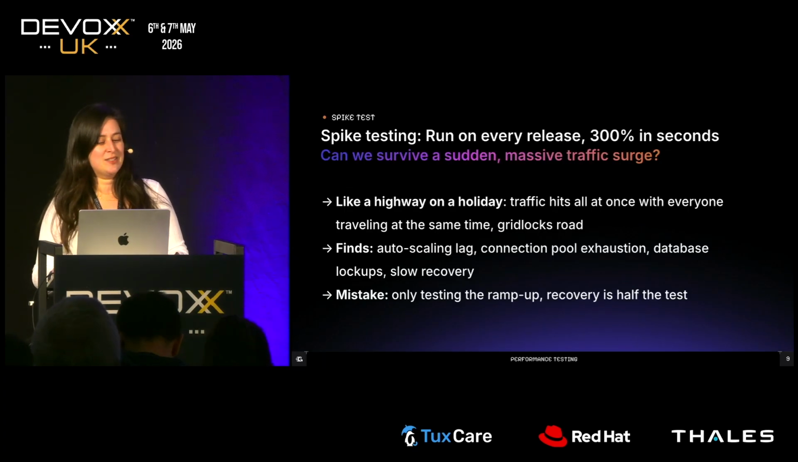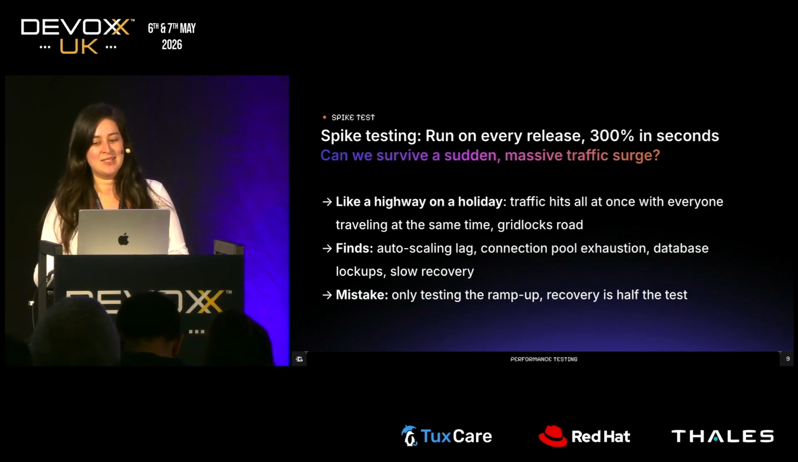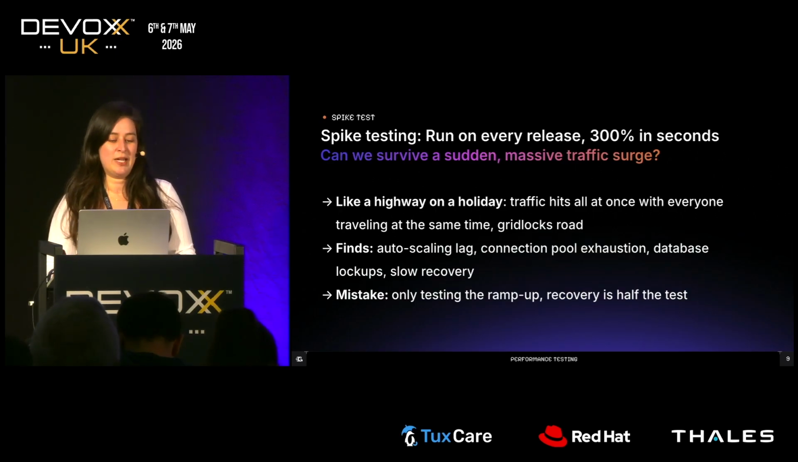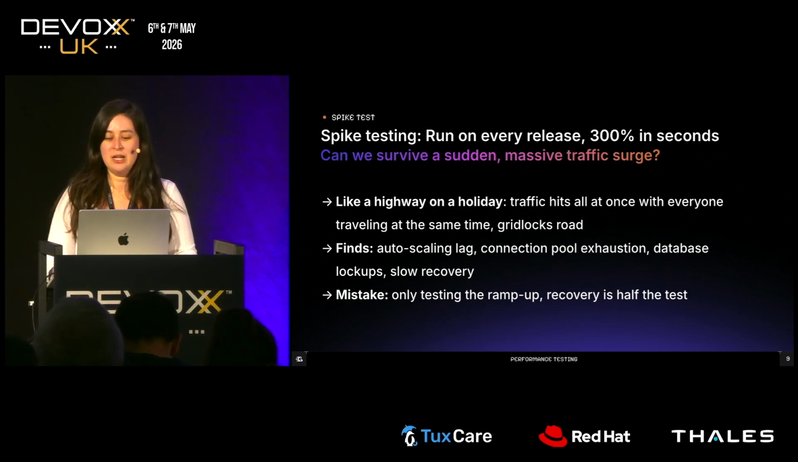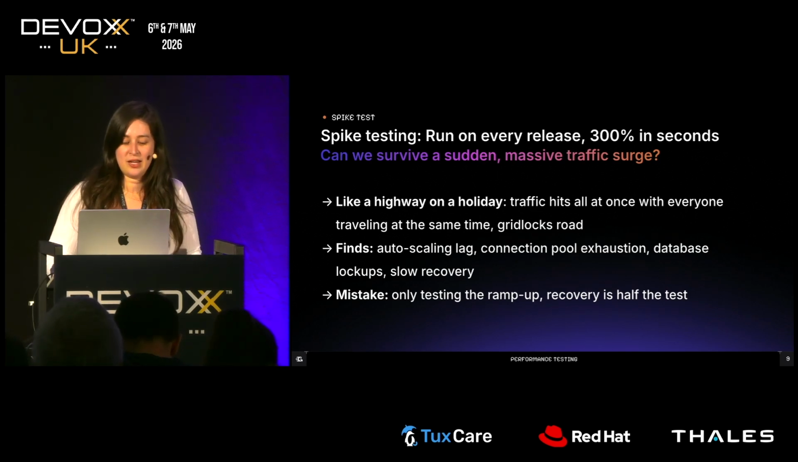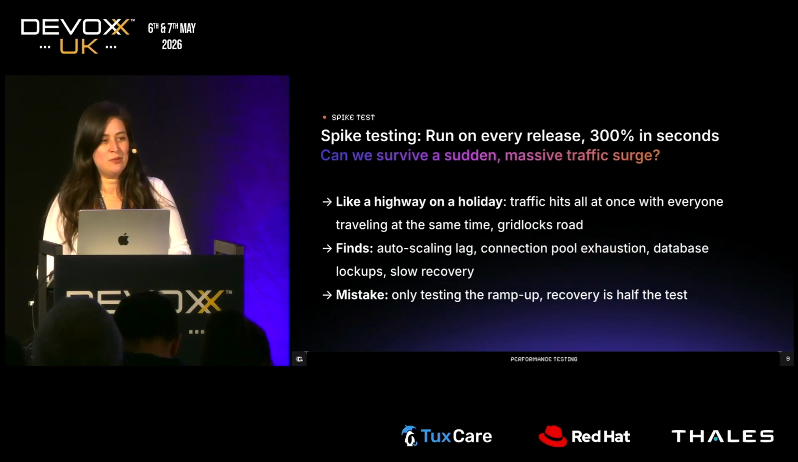Next one is spike testing, which is a bit dramatic. It goes to 300% of your average load, but it arrives in seconds. And it will ask if we can survive a sudden massive traffic spike. So if we picture a highway at the beginning of a holiday weekend, it's normal traffic in the afternoon, but when everyone is off of work, they really hit the highway and it becomes gridlocked in seconds. And that sudden wall of demand is what the spike testing simulates.